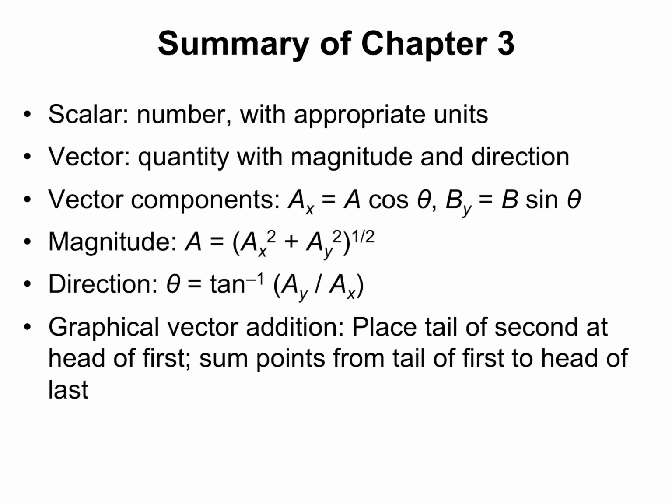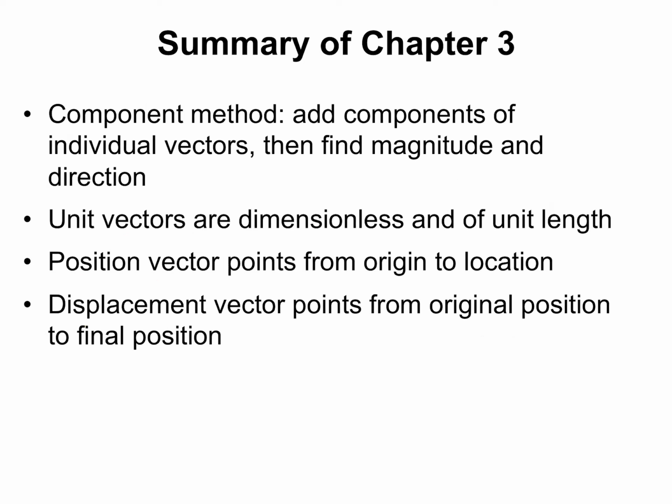So to make a summary, in this chapter we learned scalars. What is that? A number with unit. And vectors. A vector is magnitude and direction. To describe a vector, we can use the components way, how to figure out the components of a vector. If you know the components, you can figure out the magnitude and direction. And we use the graphical way to add vectors together, and also the components way to add and subtract vectors.